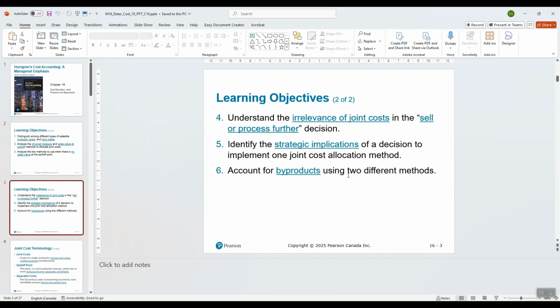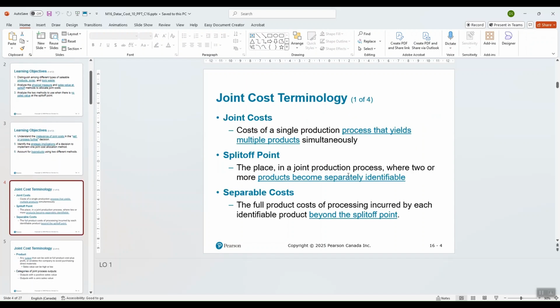Then, understanding the irrelevance of the joint cost when you are using the byproducts within the organization, why they are considered irrelevant, or considered a sunk cost. Then we look at the implications and the strategies used for decision making purposes. Why is it important to allocate those costs? And at the end, we look at how we account for byproducts and the money that you receive from them. What do we do with that for reporting purposes and cost allocation?